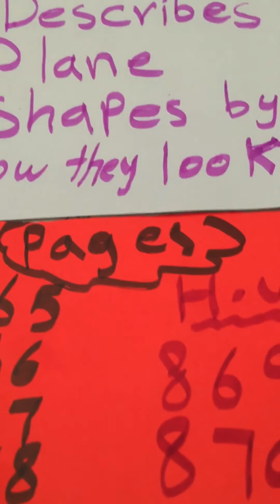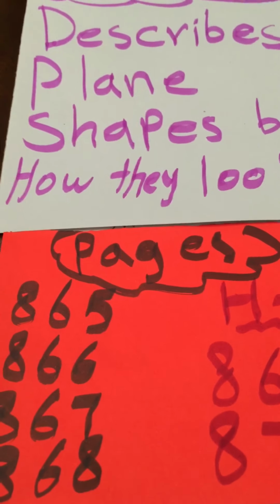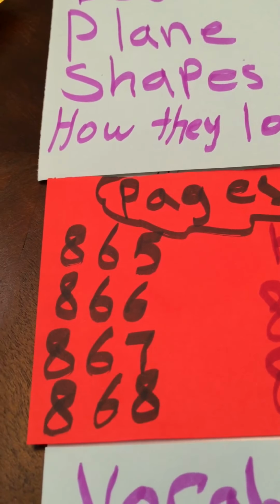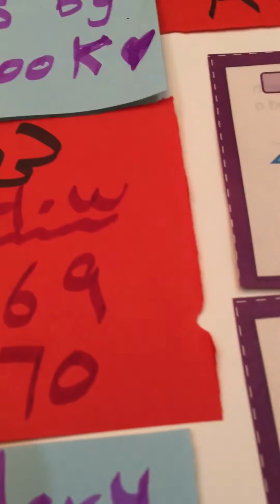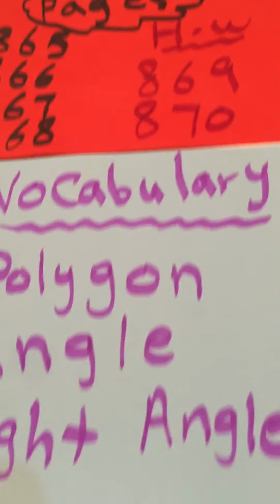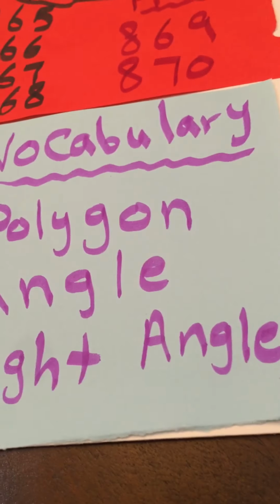The pages for this lesson are page 865, 866, 867, 868, and the homework is page 869 and 870. Our new vocabulary for today is polygon, angle, and right angle.